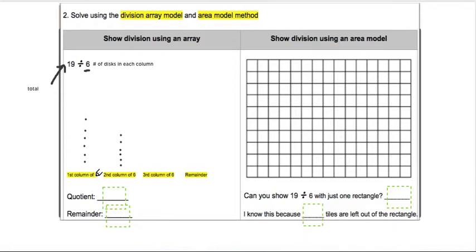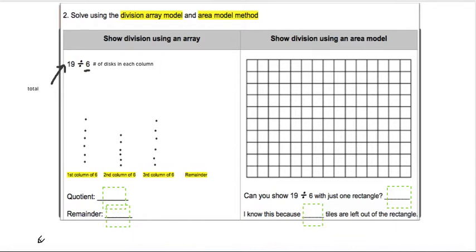If you need to, pause the video to count. Yeah, 12. Can I make another group of 6? Yes, I can. Let's see. Here we go. 1, 2, 3, 4, 5, 6. How many do I have? 18. Now remember, our total is 19.